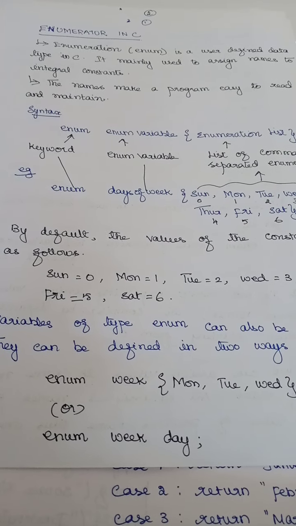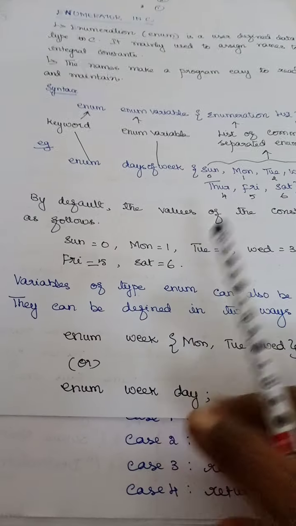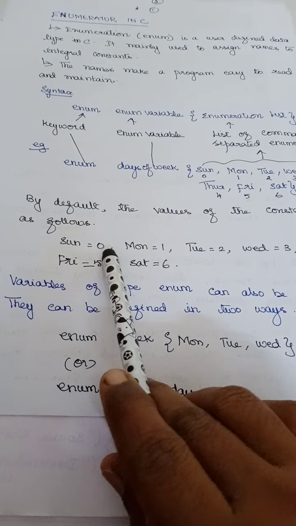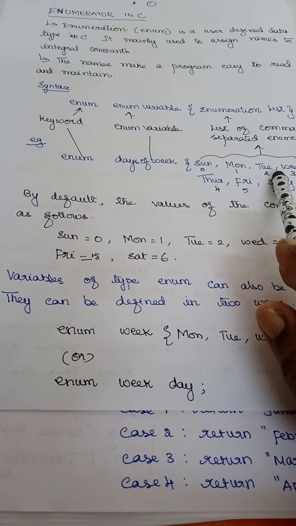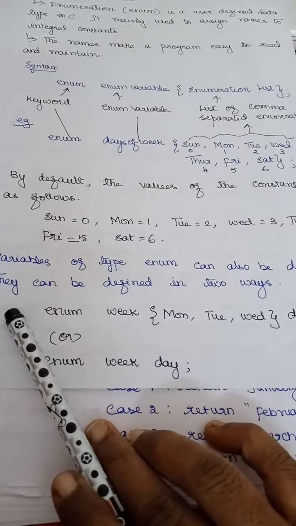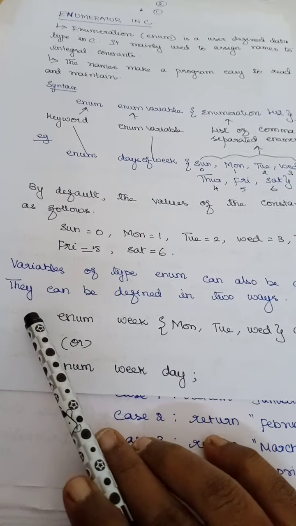So Sun equal to 0, Mon 1, Tue 2. If you want to start the week from 1, that also you can do. You can write here 1, 2, 3, right? So you can write it. We'll see some more examples related to it.